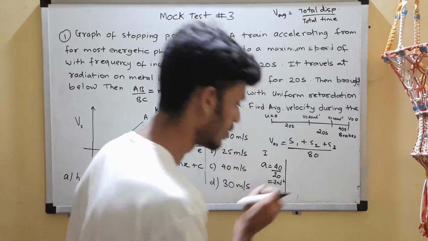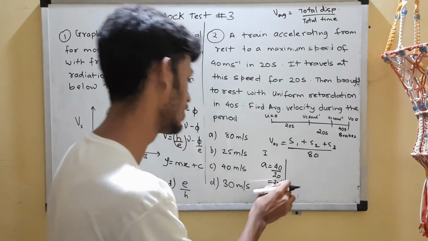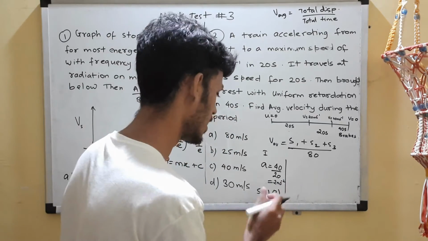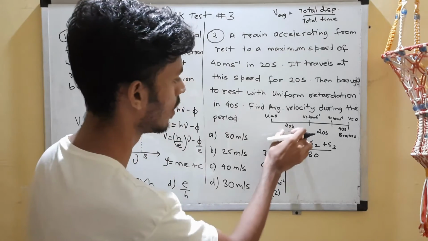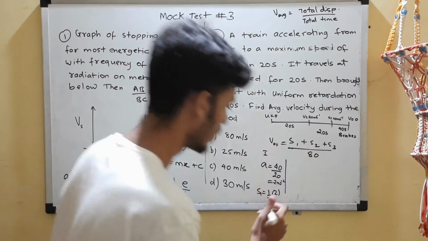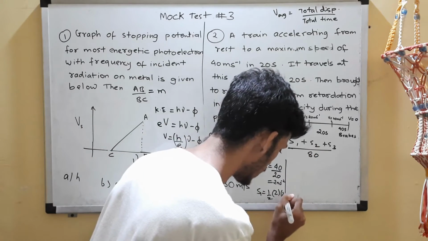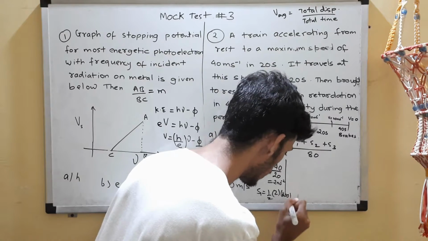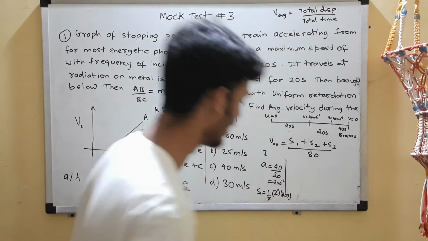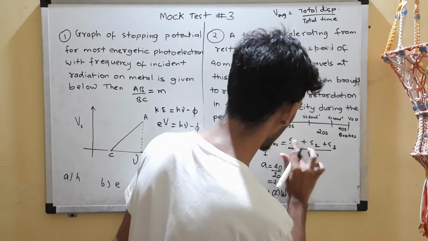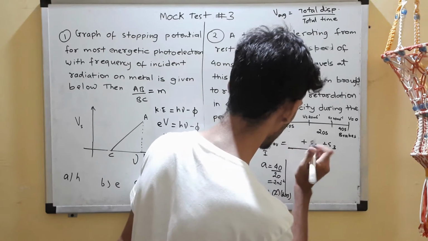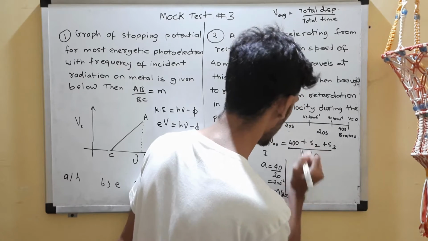Half acceleration. That is why I found out acceleration in the first place. So this is the acceleration into t square, 20 square, right? For the first part of the journey, the time taken is 20, so 20 into 20 is 400. Okay, so s1 is 400. The 2 and 2 will get cancelled.